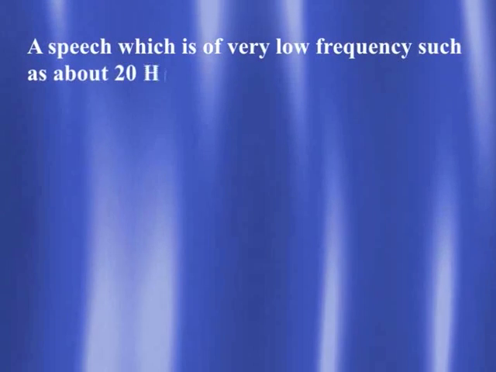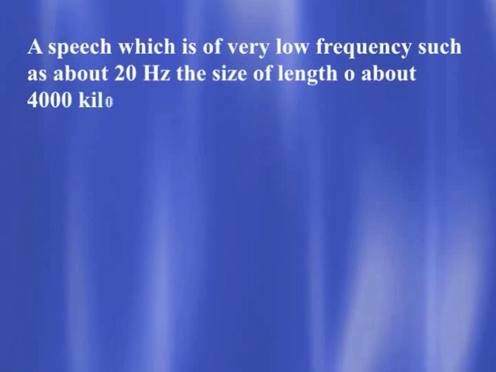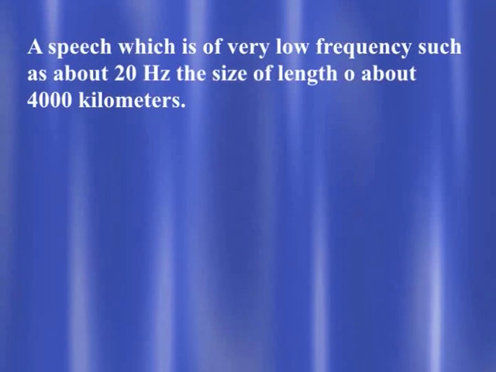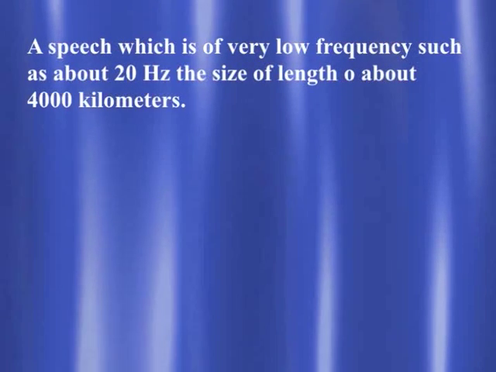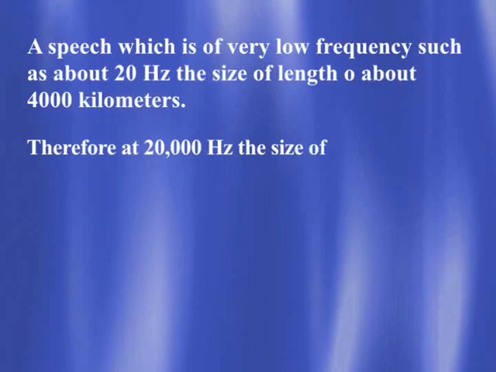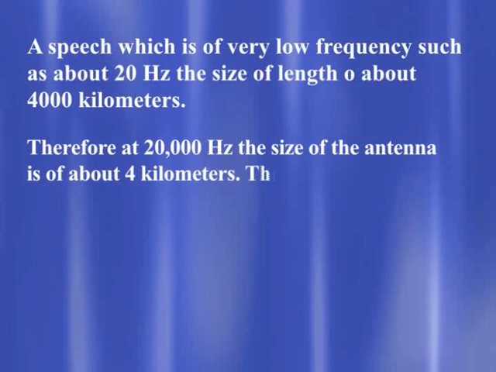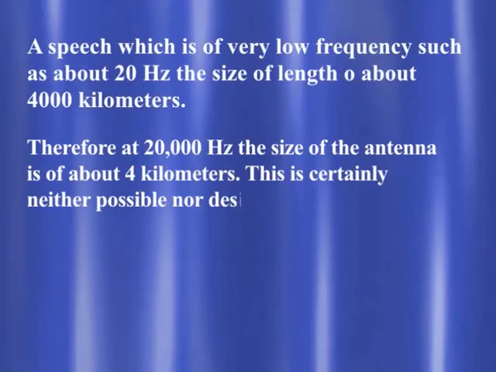Due to these conditions, the signal waves, which are also called the base waves, cannot be directly transmitted as it is. There are three basic reasons for choosing signals of higher frequencies. Size of antennas. Take an example of a speech signal. A speech signal of very low frequency, such as about 20 Hz, requires an antenna length of about 4,000 kilometers. Even in the upper range of audible frequencies, that is, at 20,000 Hz, the size of the antenna is about 4 kilometers. This is certainly neither possible nor desirable.